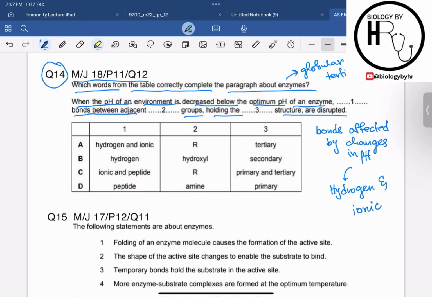And these hydrogen and ionic bonds are basically between the R groups, which are the side chains of the amino acids. So hydrogen and ionic bonds between the R groups holding the tertiary structure are disrupted, because I told you that enzymes hold a tertiary structure, right? So the correct answer for MCQ 14 is option A. Hydrogen and ionic bonds are disrupted due to the decrease in the pH, and these bonds were between the adjacent R groups holding the tertiary structure of the enzyme. So hence the correct answer over here is option A.